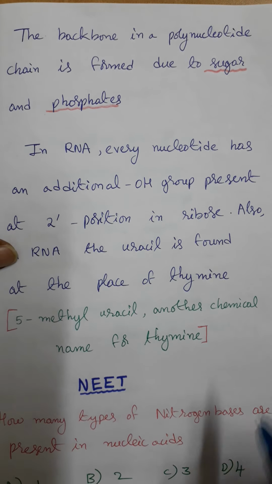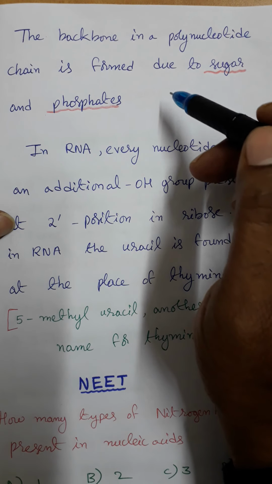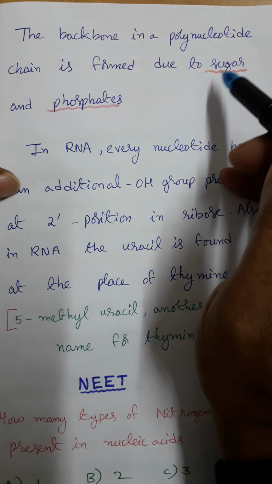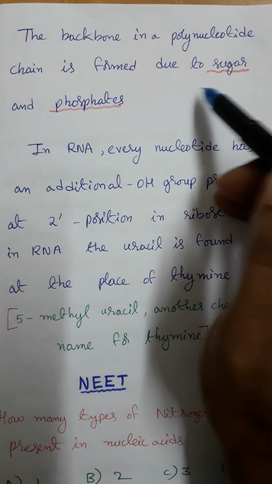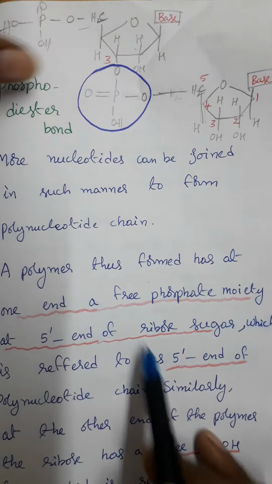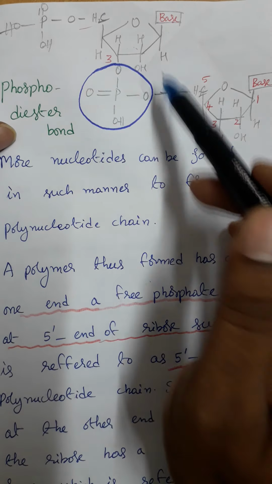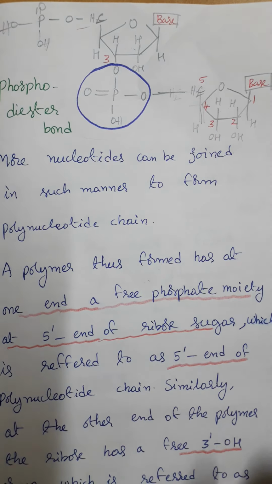So the backbone in a polynucleotide chain is formed due to sugar and phosphates. It must be remembered from an objective point of view. These highlights are also important from an objective point of view. And these are the phosphodiester bonds in between the two nucleotides.